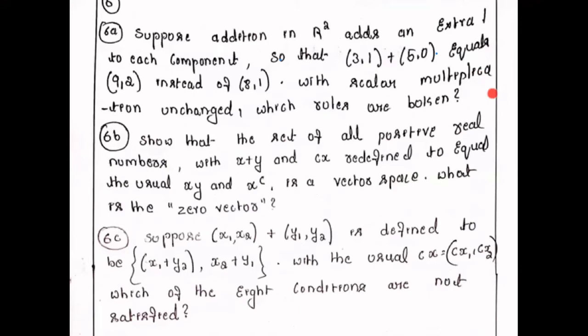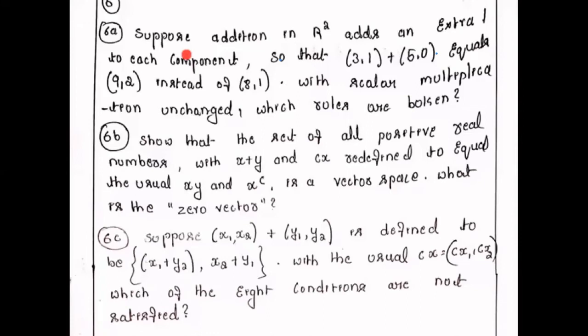First question. Suppose addition in R square. R square is nothing but what? Two dimensions, nothing but x comma y coordinates should be there. Addition in R square adds an extra 1 to each component. It's not regular addition. So after adding, you should add one more number to it. That is how they are defining. See, this is the definition of the vector space.